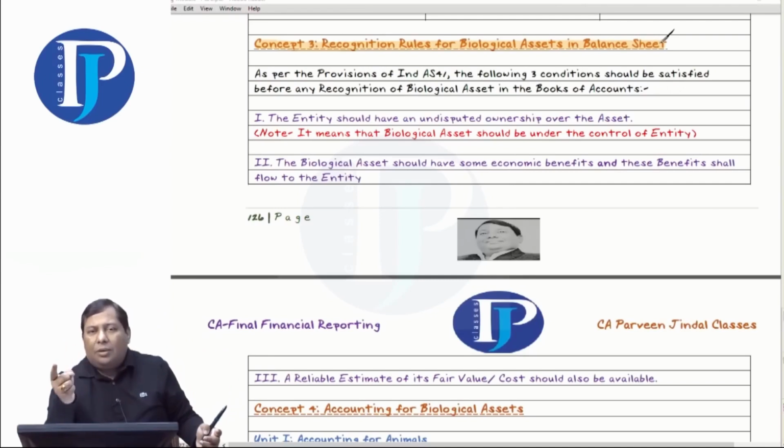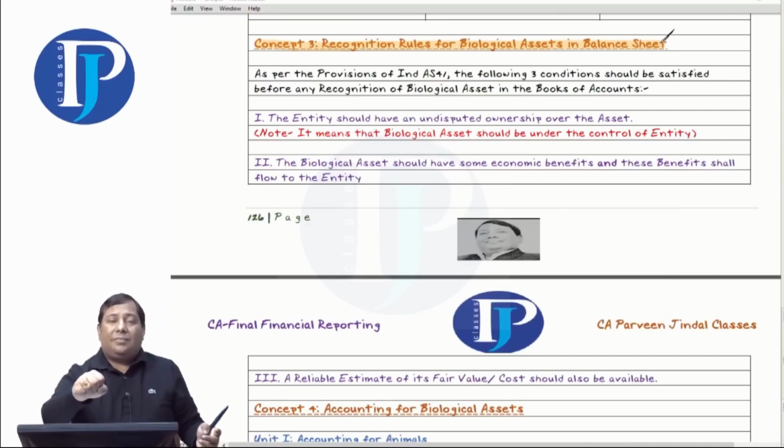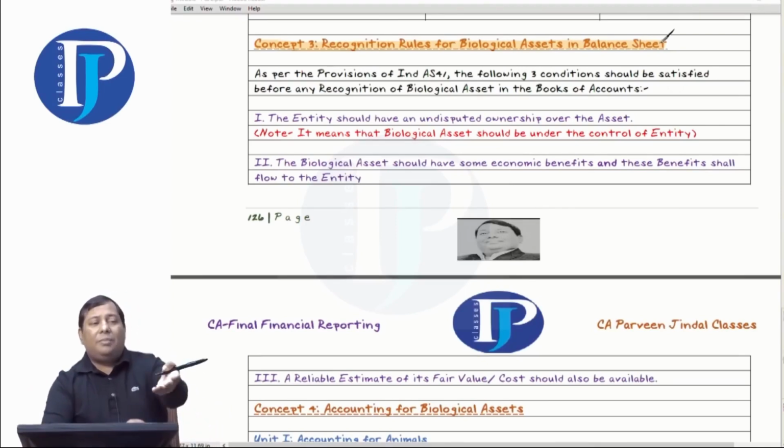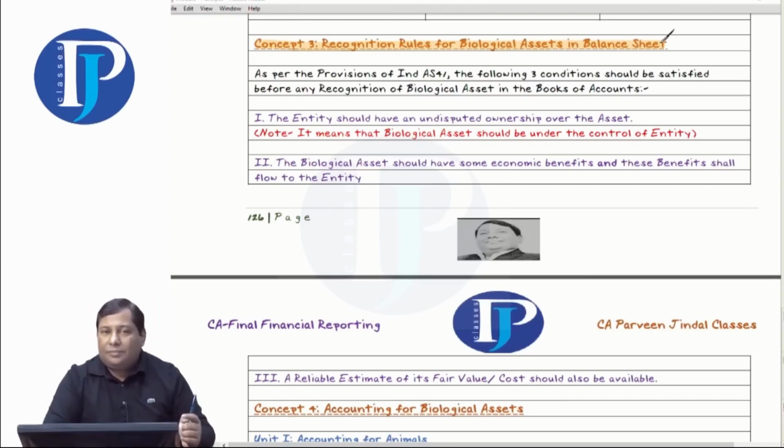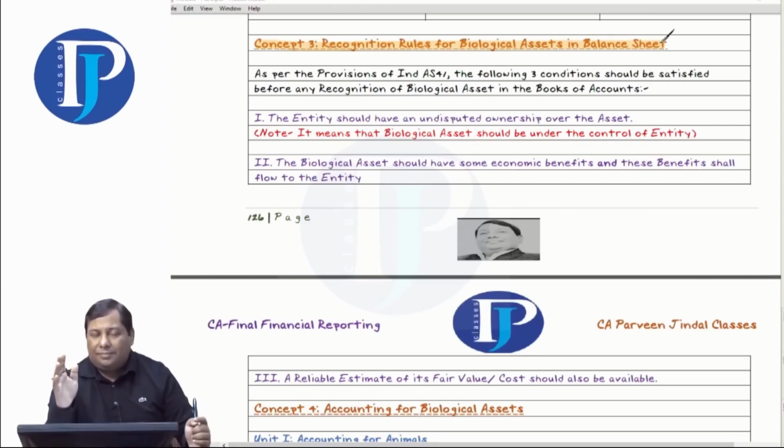Whether it is a plant or an animal, you should have an undisputed ownership, which in simple terms means it should be under your control. If there is a dispute on land over an animal or a plant, then the work you are doing on it will also be disputed. So you should have undisputed ownership. Then only control will be proved.